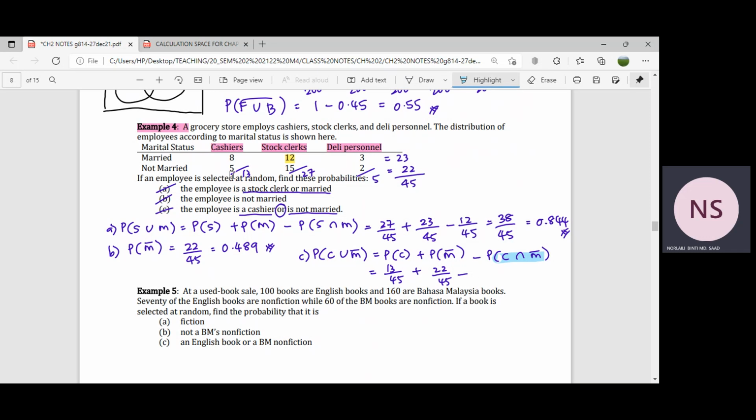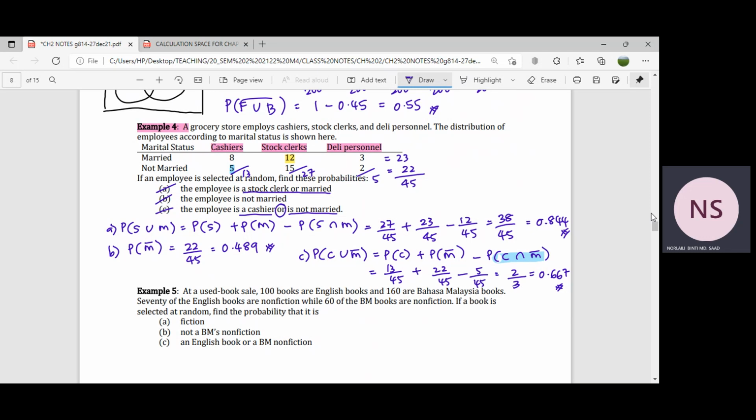For the intersection, you have to look at the contingency table, where C and not married we have 5. So this is 5 over 45. Please calculate 13 plus 22 minus 5 over 45. We have 0.667, and you may leave it in fraction, which is 2 over 3.